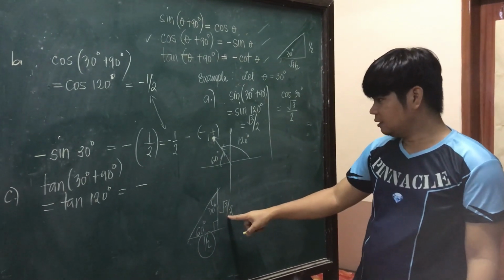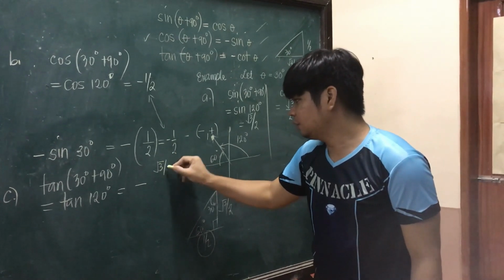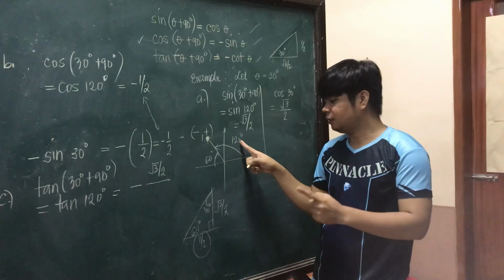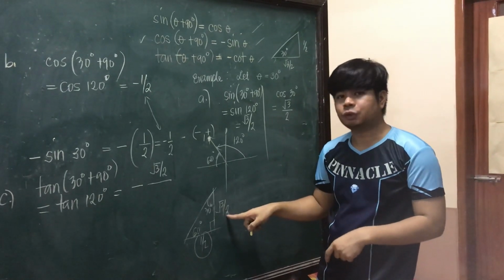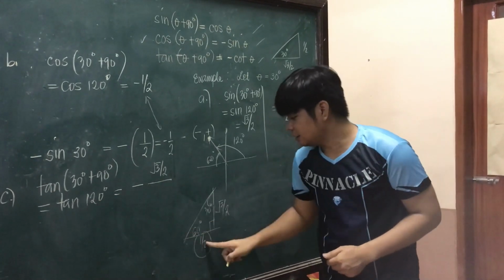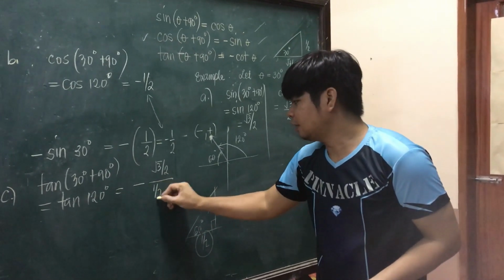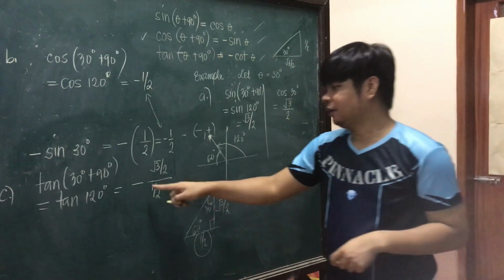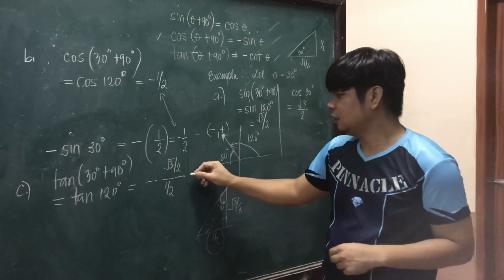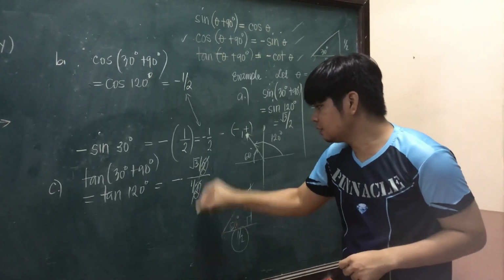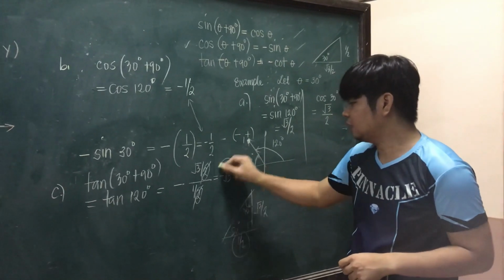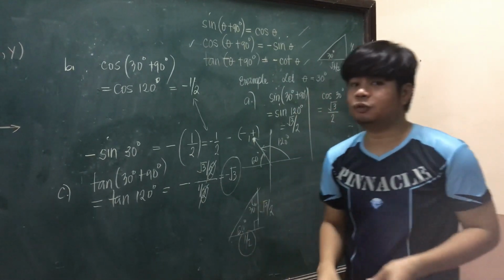The opposite side is the square root of 3 over 2, and that is sine 60 degrees, and sine 120 degrees is the square root of 3 over 2. And cosine 120 degrees is 1/2, or that will be negative 1/2. So we already simplified it to have a negative sign. The answer is negative square root of 3. That is tangent 120 degrees.